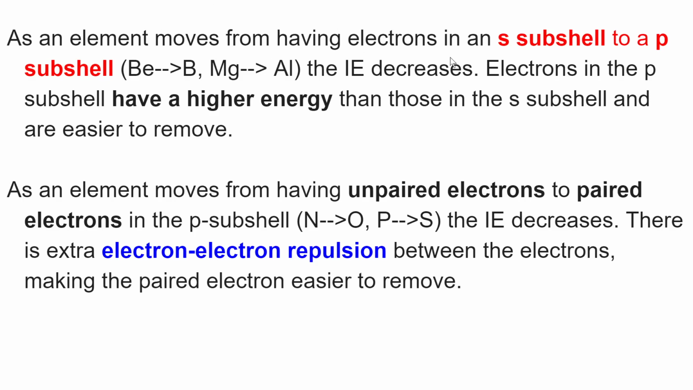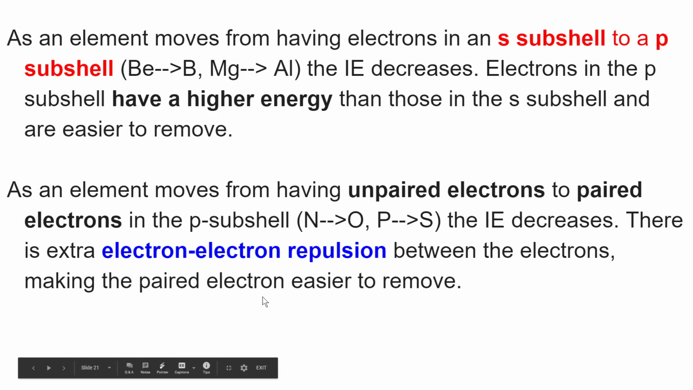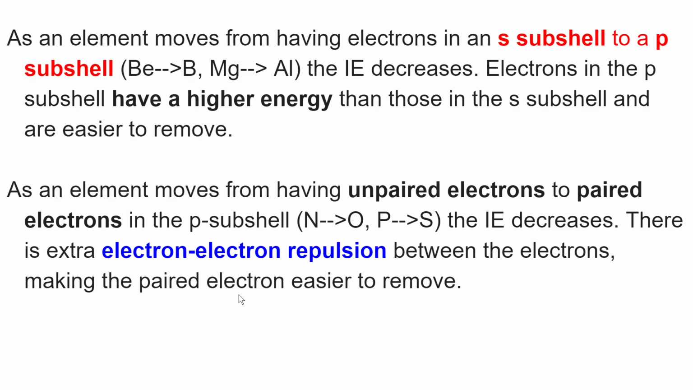As an element moves from having electrons in an s subshell to a p subshell, for example beryllium to boron and magnesium to aluminium, the ionization energy decreases. Electrons in the p subshell have a higher energy than those in the s subshell and are easier to remove. Cool. As an element moves from having unpaired electrons to paired electrons in their p subshell, so I'm going from nitrogen to oxygen and phosphorus to sulfur, the ionization energy decreases. There is extra electron-electron repulsion from the paired electrons, making the paired electrons easier to remove. The new paired electron is easier to remove and hence has a lower ionization energy.